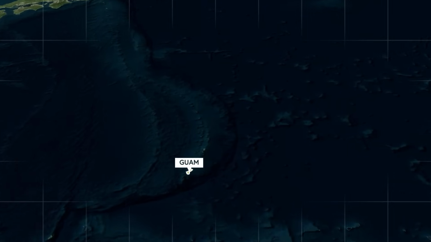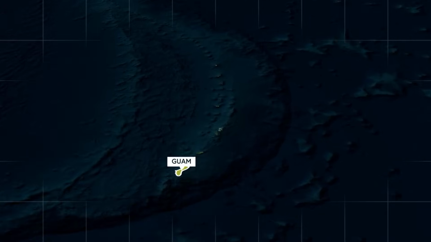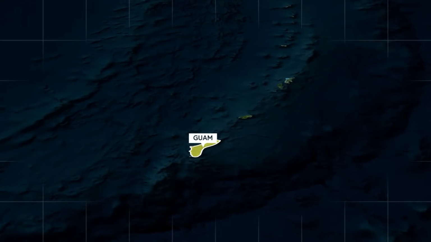Guam, located in the Oceania region, is yet another of the well-known inhabited U.S. territories.